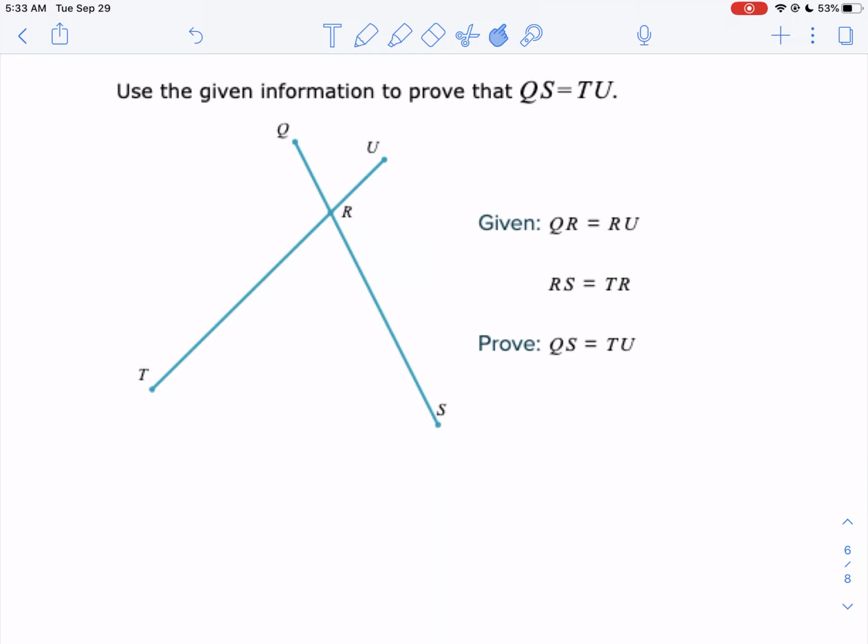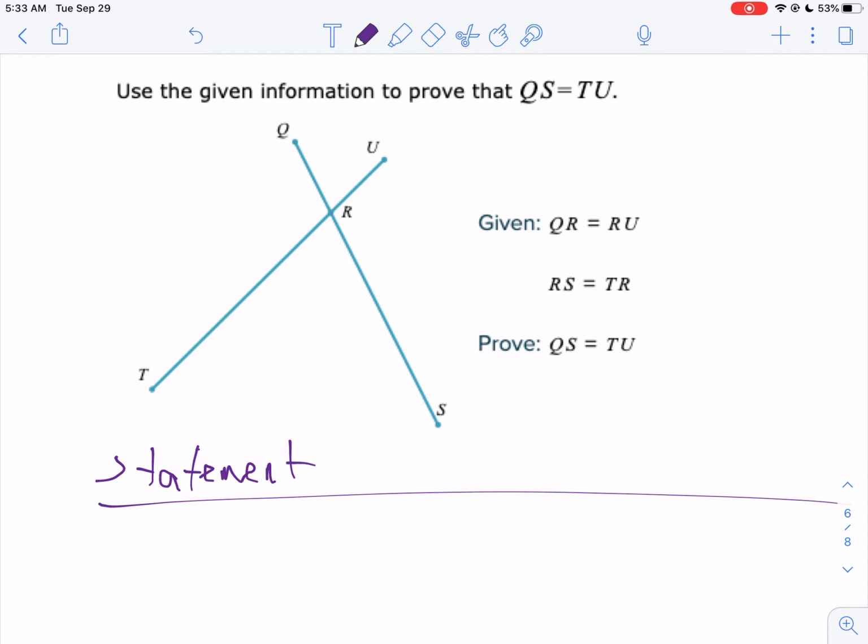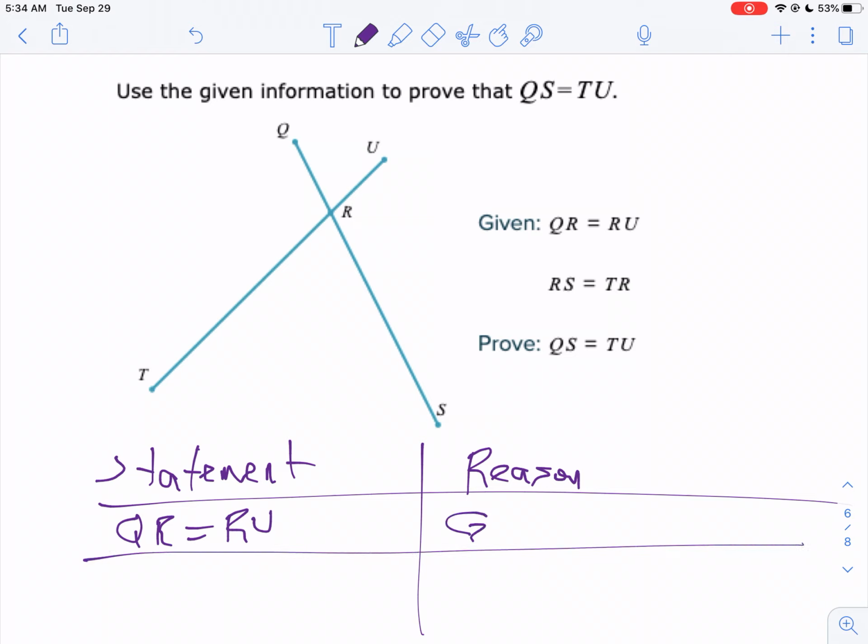Here is a proof kind of like what we did with our angles, only it's segments. So let's write down here, statement, reason. We know QR equals RU, given. I'm going to put a tick mark. QR is the same as RU.